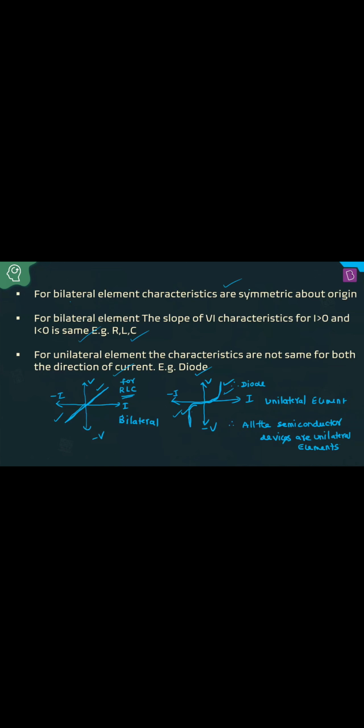Sir, what did you tell us? For bilateral elements, characteristics are symmetric about the origin, and the slope is the same in both directions, for I greater than 0 and I less than 0. But sir, why is this one bilateral and that one unilateral? There I don't know the values, so I assume the slope is constant at every point. But here values are given, so you have to calculate the slope according to them. Both directions' slopes are not equal, 5 is not equal to 0.8, that's why it is unilateral. Like this, you have to identify.